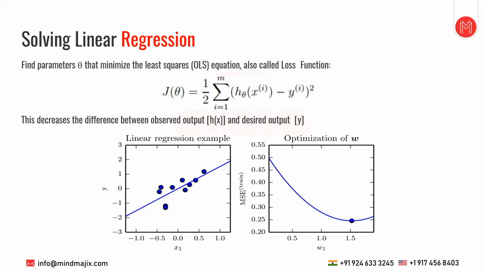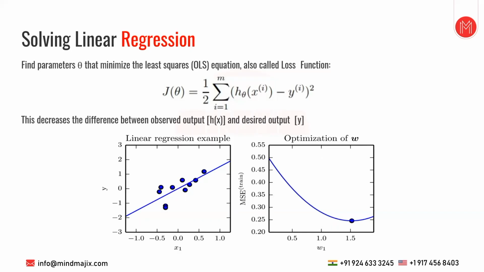So J of theta is equal to 1 upon 2 summation of i equals 1 to m. Here, in the summation of i equals 1 to m, we take the summation over all the samples, from the first sample to the last. It does not work for just one sample; we have to find the difference between actual and predicted for all the samples, and provide that sum. So this decreases the difference between the observed output h of x and the desired output y.